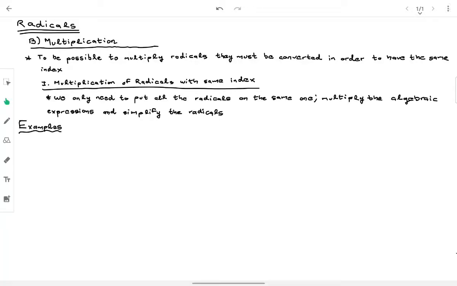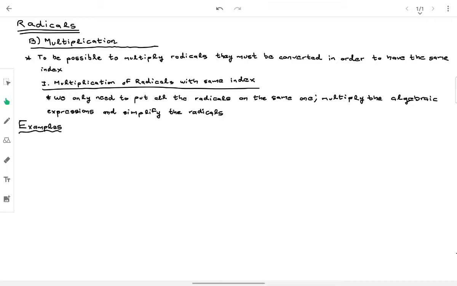So today we will continue with the mathematical operations with radicals. We will start with multiplication. We will divide the multiplication in 3 different videos. Today we are going to see the multiplication when radicals have exactly the same index.